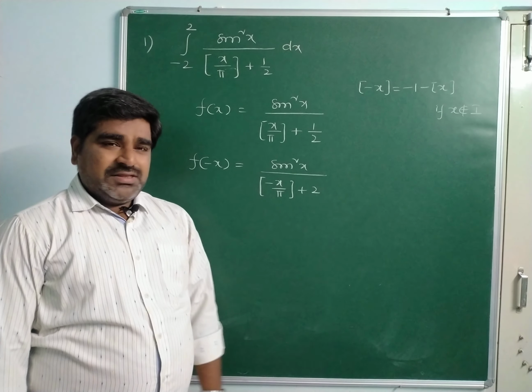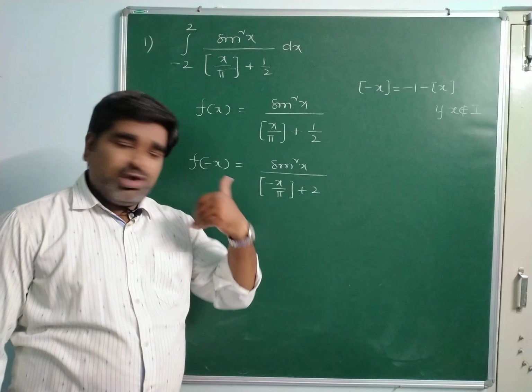Now we have a property for the step function: [minus x] is equal to minus 1 minus [x], if x does not belong to I, that is, if x is not an integer. Here, what is there in the place of x? x by pi. If x by pi is an integer, then x must be a multiple of pi. Only then is x by pi an integer, otherwise it won't be.